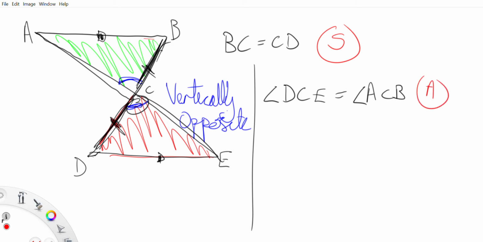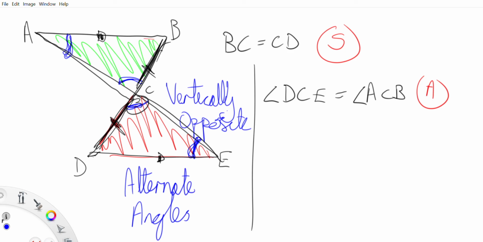Now the question is, are there any others? Well, there are, but this is where things are pretty tricky. We know that this angle here at E and this angle here at A are exactly the same because they are what we call alternate angles. That's something from year 8 that you'll probably remember. So we would say that the angle CED is equal to the angle BAC.